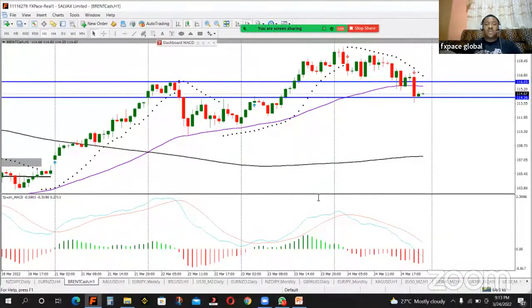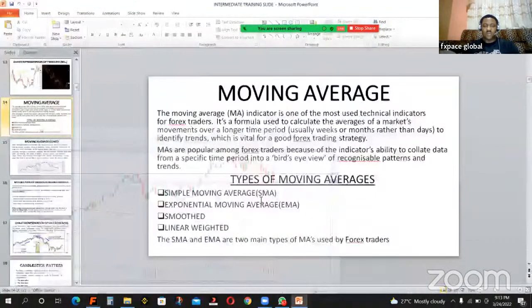Okay, so moving averages, we said we have types of moving averages. We have simple moving average, exponential moving average, smoothing moving average, and linear weighted moving average. These are the 4 moving averages we have. But the ones commonly used by traders are the simple moving average and the exponential moving average. These are the 2 moving averages that are mostly used by traders.